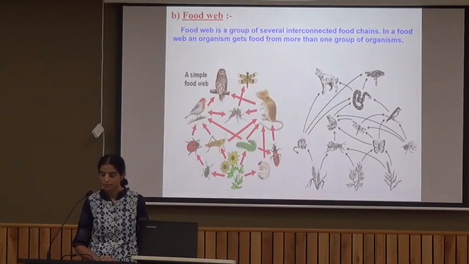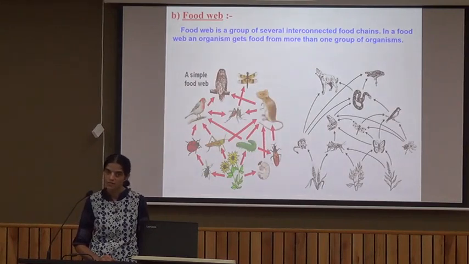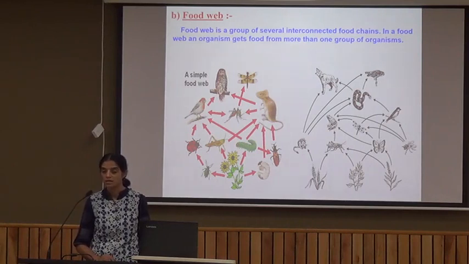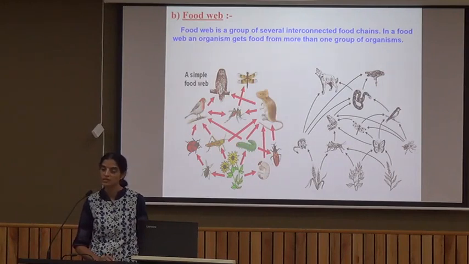Then there is the food web. It is a group of several interconnecting food chains. In a food web, an organism gets food from more than one group of organisms. So there are more chances of survival of an organism if it exists in a food web, because the source of food is more than one. The organism is not dependent on a single source for food. It may get food from more than one source.